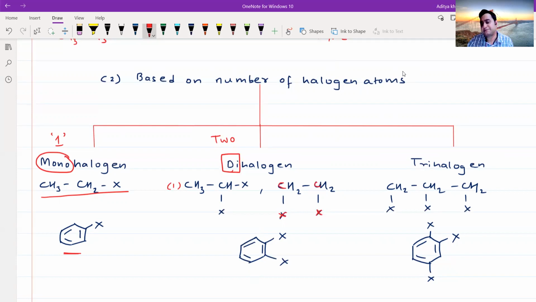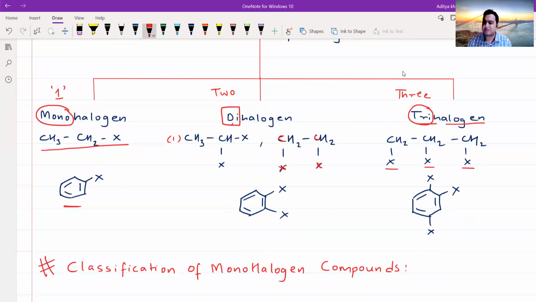And now you can guess for trihalogen yourself, right? Tri means three, and as you can see in the example, there are three halogen atoms attached. Here I have taken the example of propane, which already has three carbons, and one hydrogen from each of those three carbons is substituted by a halogen. This is also a general example of an aromatic ring attached with three halogen atoms.